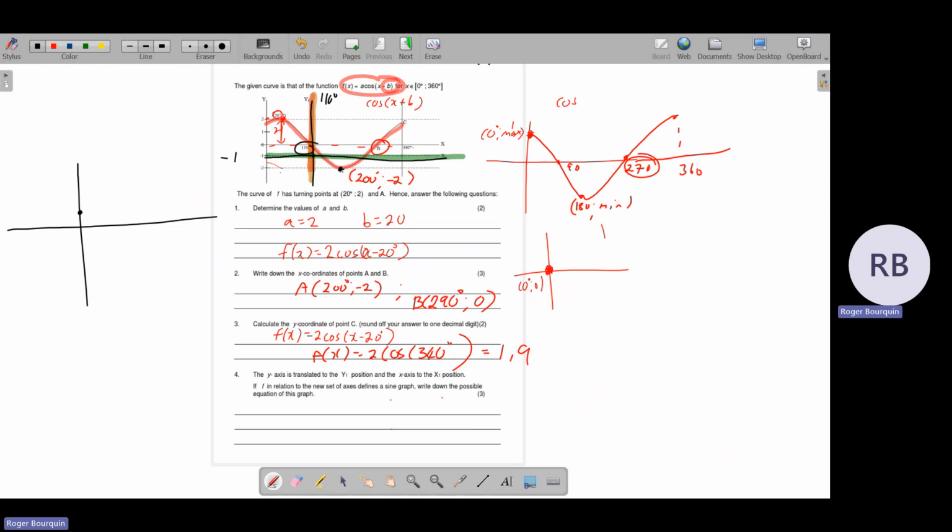Because this is 110, that's 200. So to get to the minimum from 110 to 200, you've gone 90 across, right? What's the y value going to be if this is the new axis at -1? Negative 1, right. So it's going to be a sine graph that goes through 90, -1.